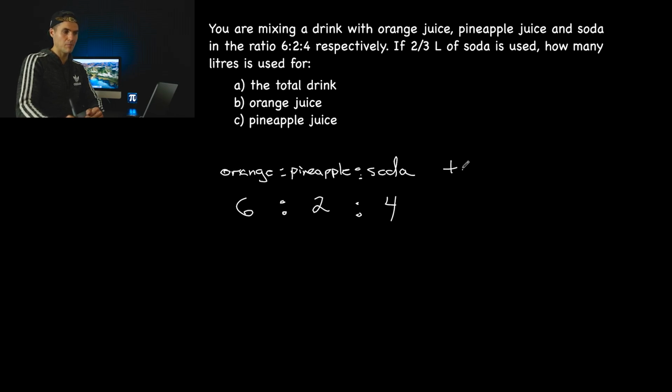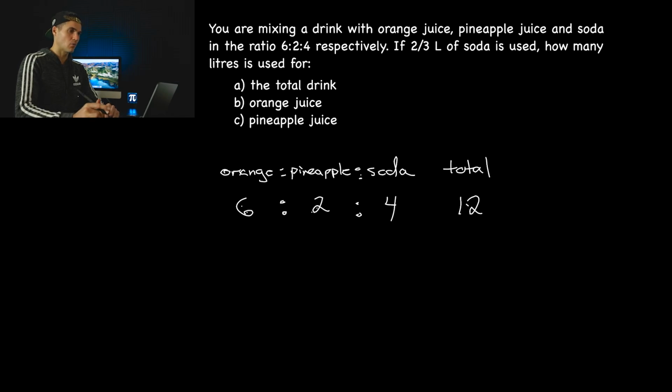So how many parts are there going to be in total, right? Because that's going to be important in this question as well. Well, we just add these up. So 6 plus 2 plus 4, that would give us 12 parts in total, right? So 6 of the 12 is going to be orange juice, which actually means that half of the drink is going to be orange juice. 2/12 is going to be pineapple. 4/12 is going to be soda, like that. So we can represent it here.